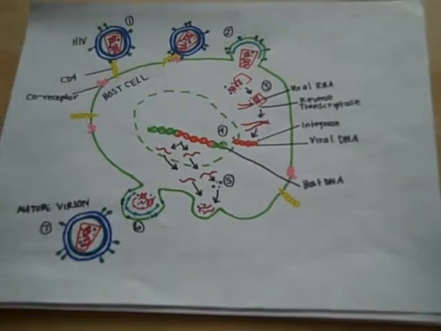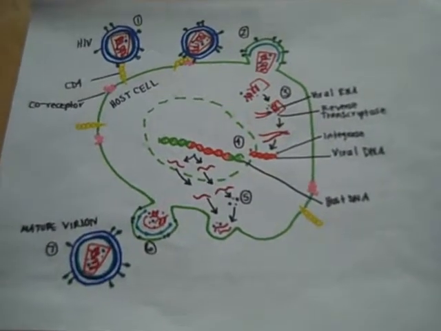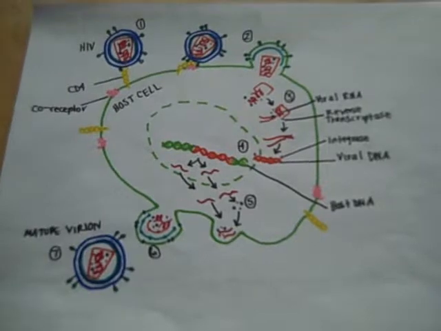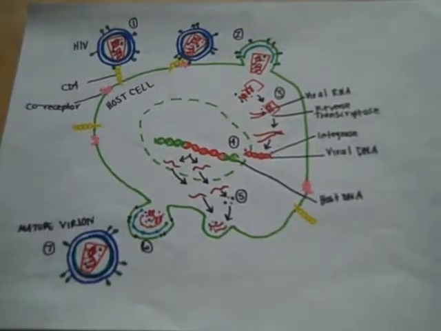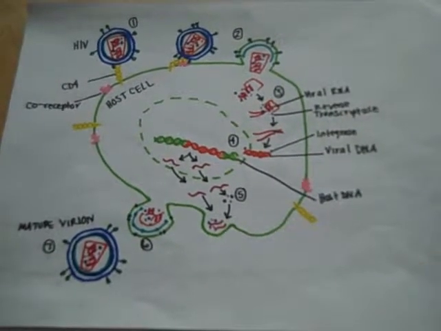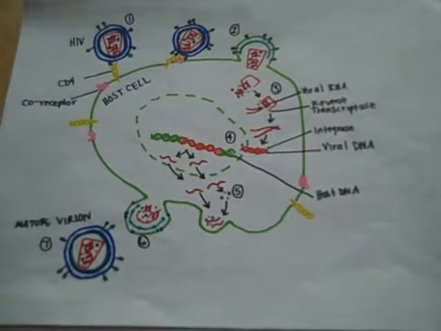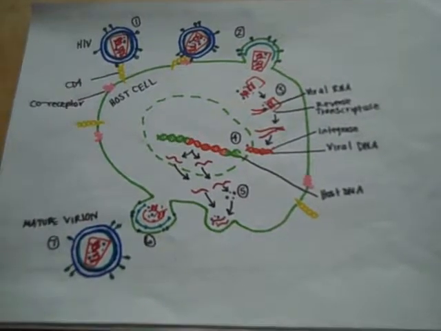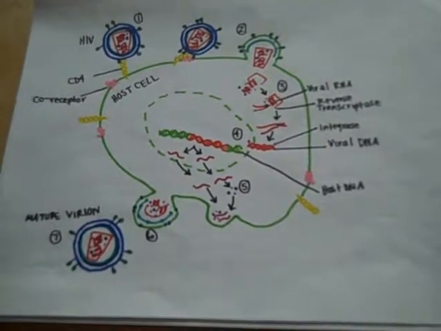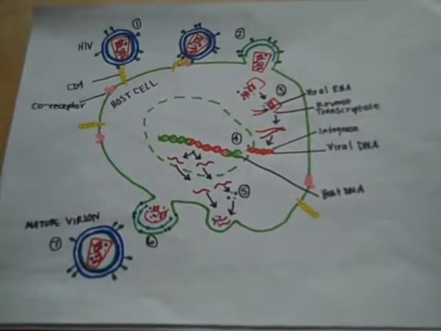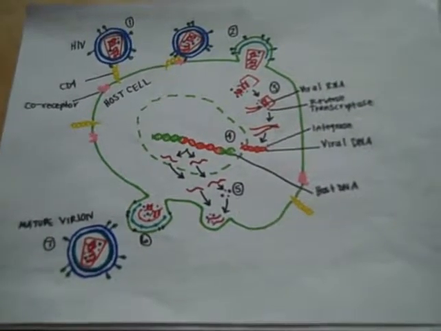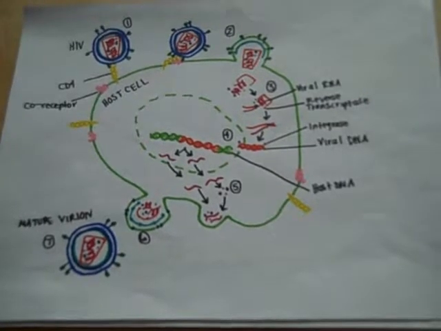The HIV replication cycle starts at number 1, with the fusion of the HIV cell to the host cell surface. Secondly, HIV RNA, reverse transcriptase, integrase, and other viral proteins enter the host cell. At number 3, viral DNA is formed by reverse transcription. At the 4th step, viral DNA is transported across the nucleus and integrates into the host cell DNA.